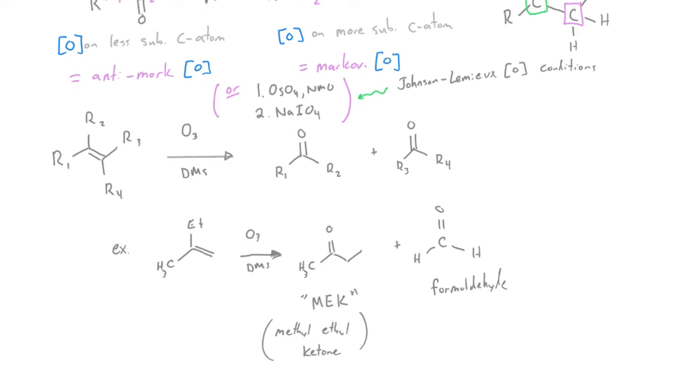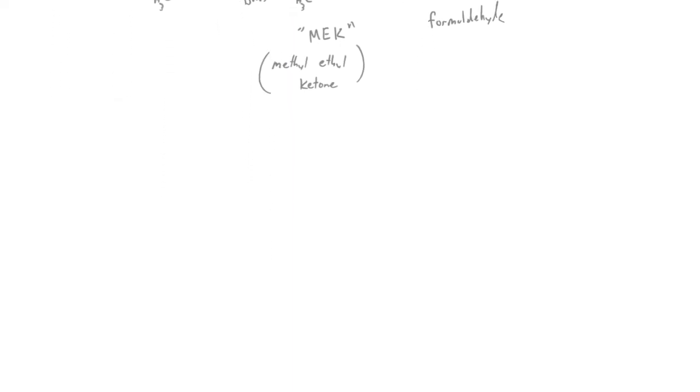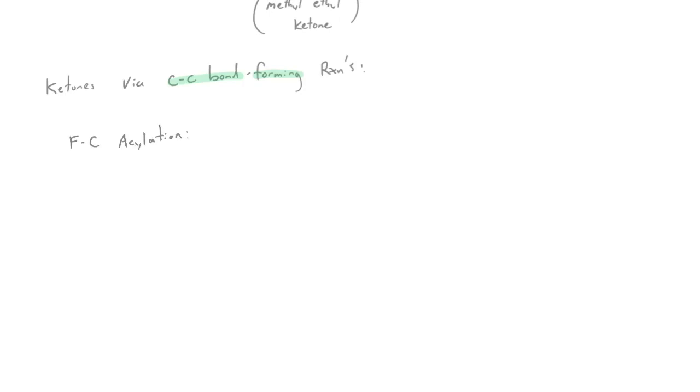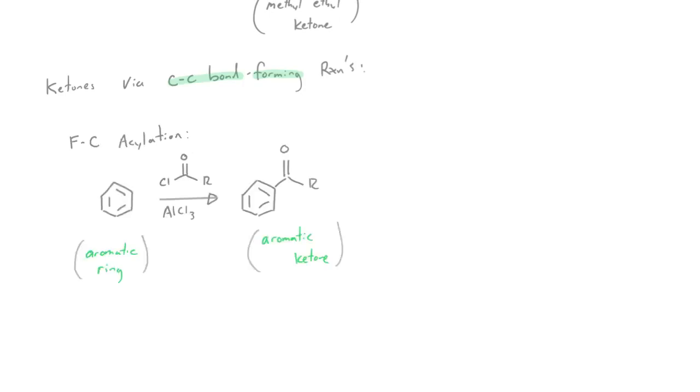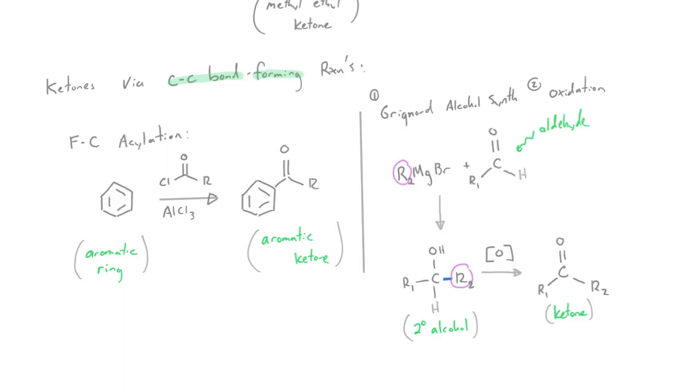We also learned a few carbon-carbon bond-forming reactions that prepare ketones. For example, the Friedel-Crafts acylation lets us prepare aromatic ketones, and we can also use the Grignard reaction in combination with our oxidation reactions to prepare ketones as well. To use this method to prepare ketones, we need to remember that the precursor to a ketone is a secondary alcohol, at least if we're talking about doing oxidation reactions to make ketones.